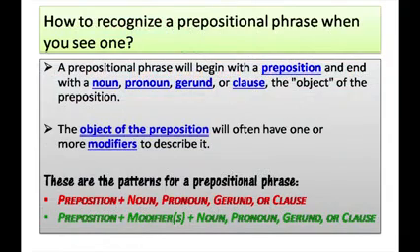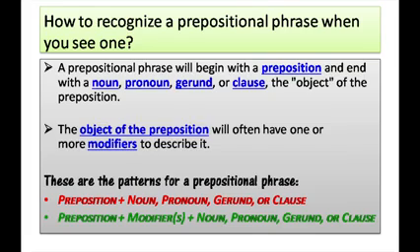Let's now look into how to recognize a prepositional phrase when you see one. A prepositional phrase will begin with the preposition and end with a noun, pronoun, gerund, or clause, the object of the preposition. The object of the preposition will often have one or more modifiers to describe it.